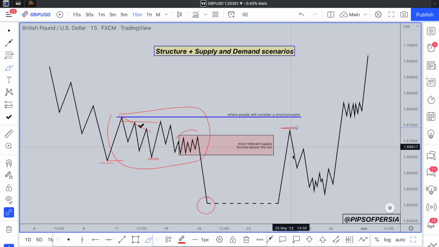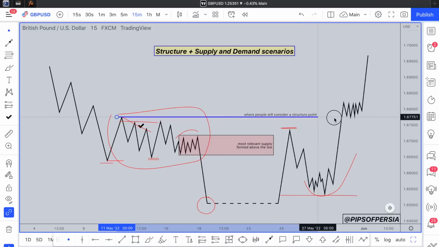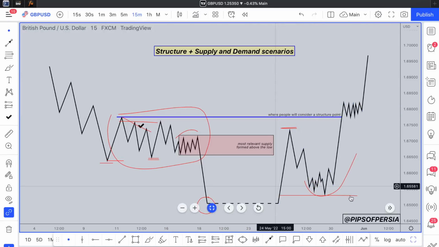And then the market comes back down, comes to the lowest point again, mitigates anything that needs to be mitigated over there, creates some type of accumulation or some other level of demand, and then starts to go up. By the time it breaks this structure point that a lot of traders are waiting on, it's already too late, because everything down there has already been mitigated.